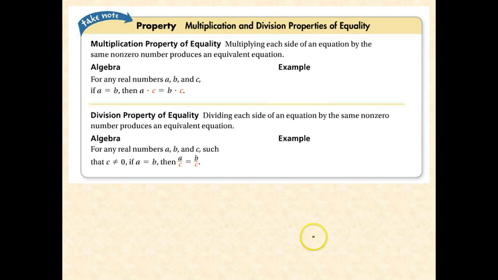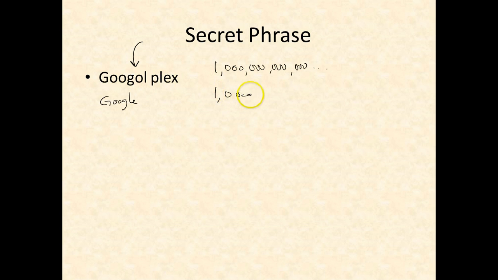So your secret phrase is Googleplex. And that's actually the word that they got Google from. A googol is a 1 with a hundred zeros after it. Did you know that? It's a really big number. And a googolplex is a 1 with a googol zeros after it, even a bigger number. So I would be writing zeros for days, trust me.